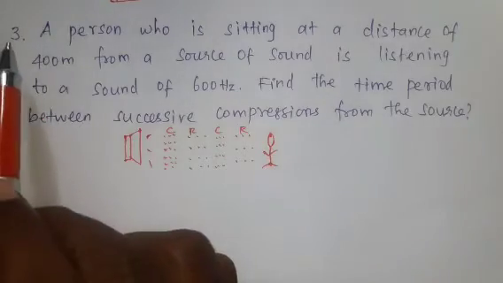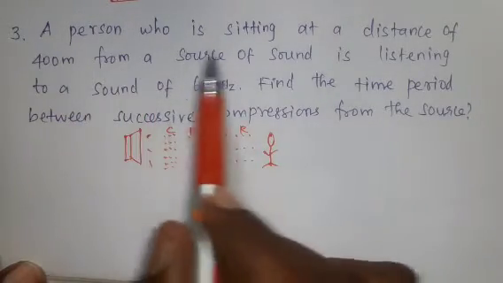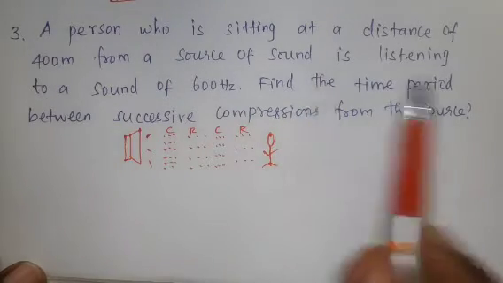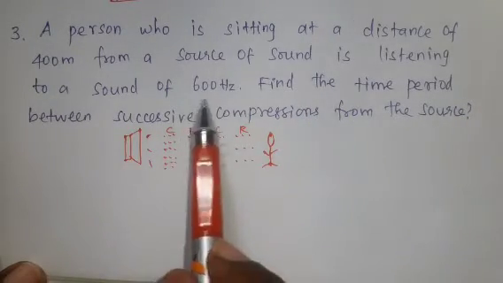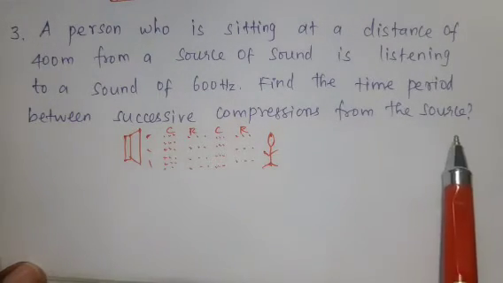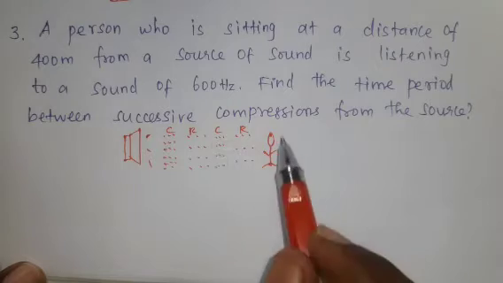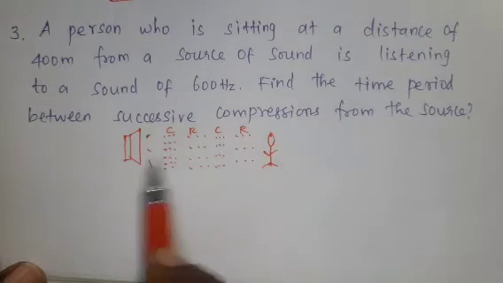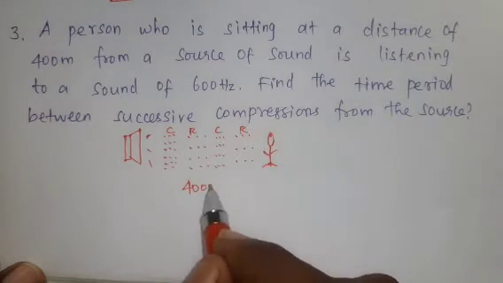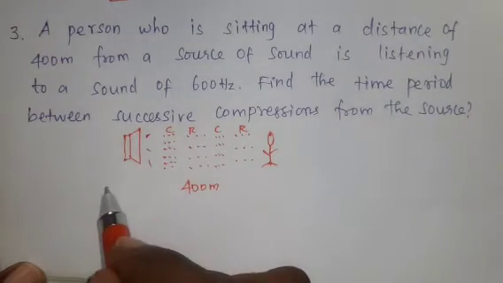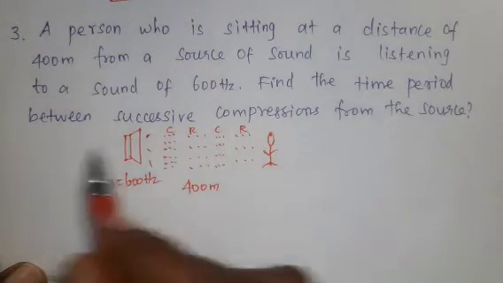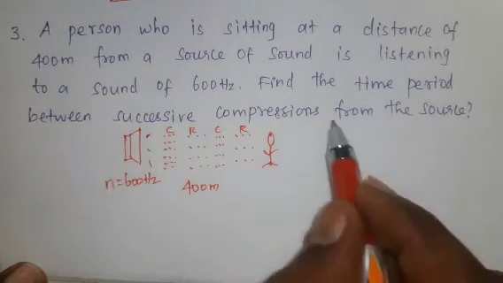Question number 3. A person who is sitting at a distance of 400 meters from a source of sound is listening to a sound of 600 Hz. Find the time period between successive compressions from the source. So this is the source, this is the observer. The distance between the source and the observer is 400 meters. The frequency of the sound source n is 600 Hz. Find the time period between the successive compressions.